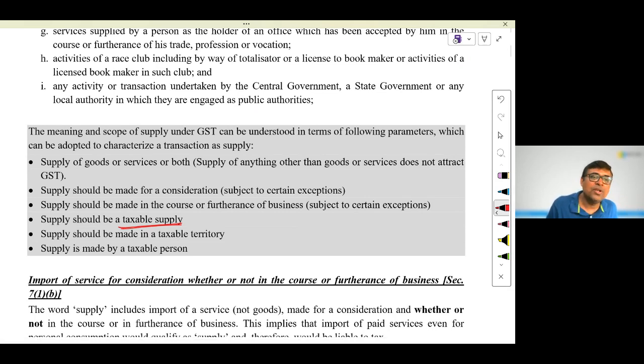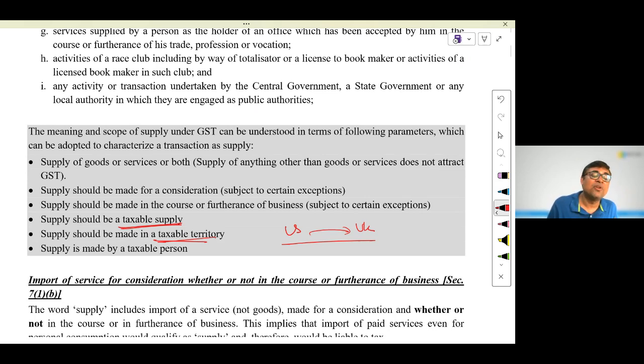Even though you are supplying certain goods or services, it is not a taxable supply. It is outside the purview of the GST. GST is not applicable. The supply should be made in the taxable territory. That means it should be made in India. If you are located in the US and you are supplying goods to the UK, since India is not involved in this type of transaction, the question of Indian GST does not arise.